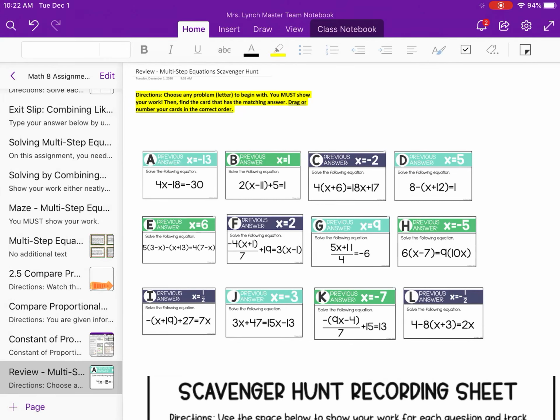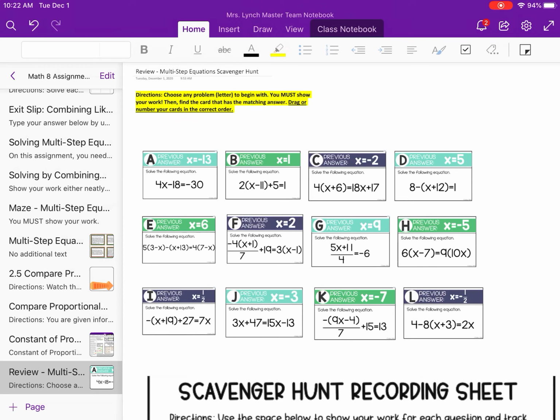All right, for this activity, this is going to be a review on solving multi-step equations. I don't want you to forget how to solve equations. It's very important that we remember this because you will need it all through high school from here on out in your math classes. So this is a scavenger hunt.